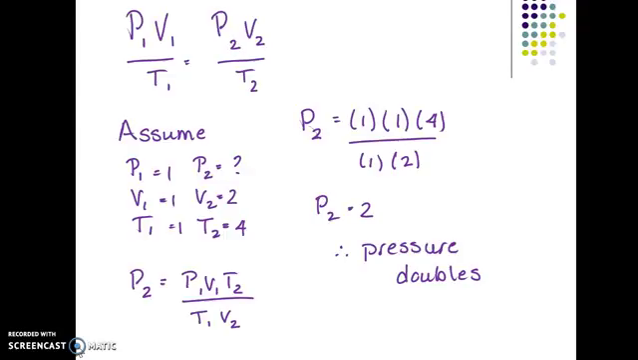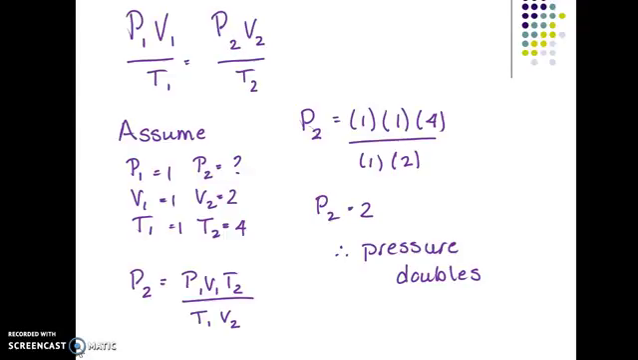So P2 is equal to, now I'm just plugging in. You don't even have to worry about units on this one. Isn't that nice? I would never grade you down. So P1 is 1, V1 is 1, T2 is 4, T1 is 1, and V2 is 2. I solve for P2, and P2 is equal to 2. Therefore, the pressure doubled. That's all you have to say. The pressure doubled.